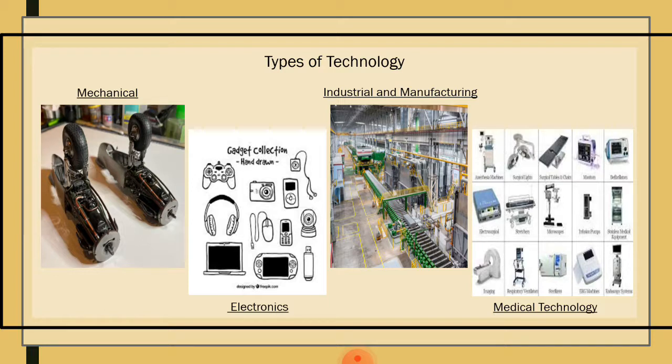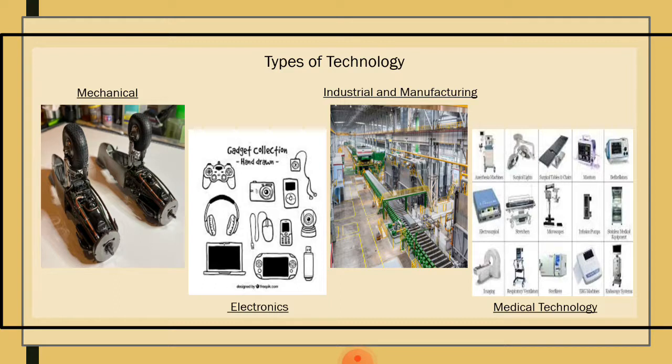In the picture, these are kinds of gadgets. Next is industrial and manufacturing. It's technology with the goal of either producing a product on a large scale or performing another large-scale function where customers are not directly present. An example of this could be smart factories.